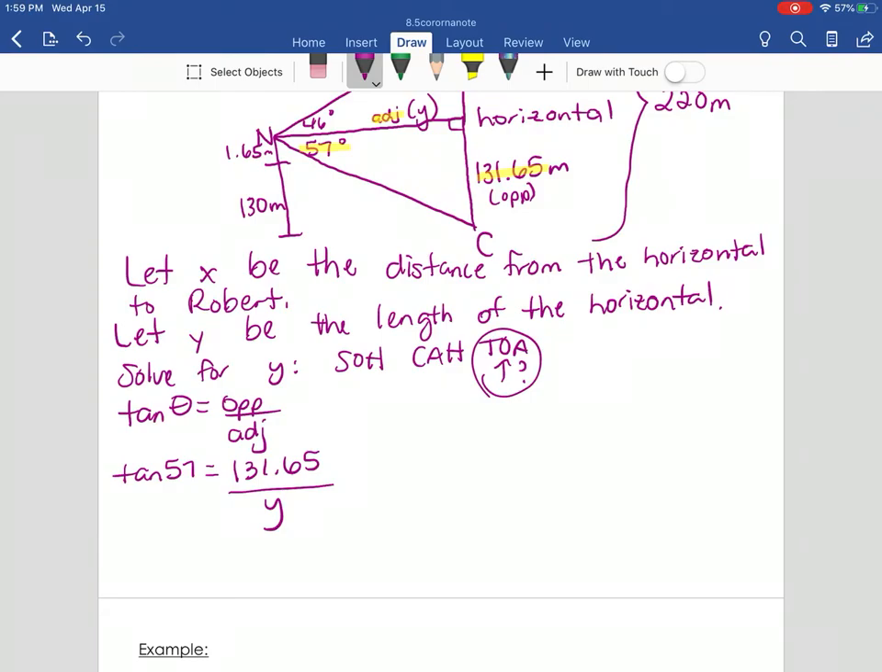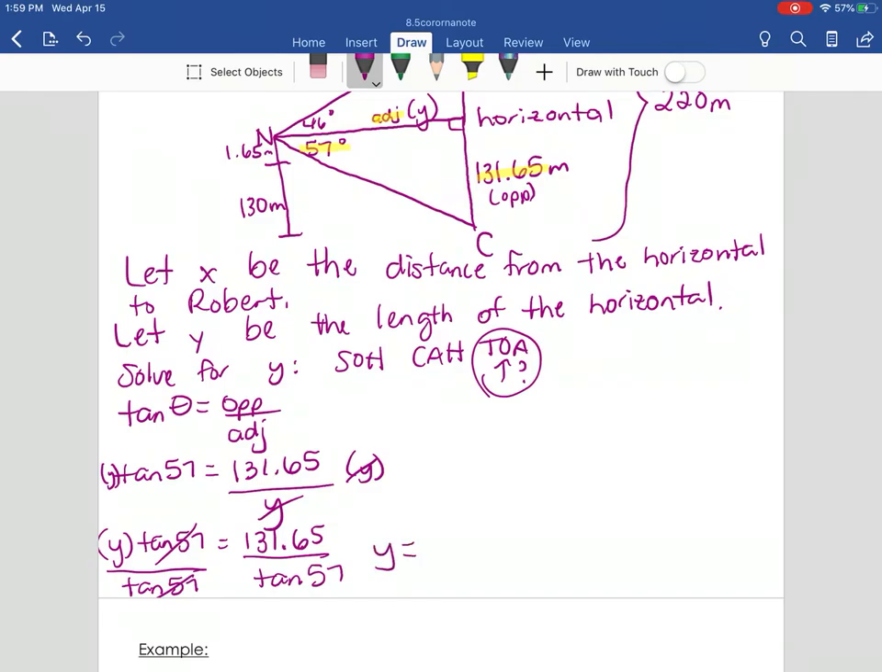Okay, so this is one of those tricky ones where we have to do a double step. So we need to multiply by Y, which makes them cancel over there. But we still have the Y next to tan 57. So we have to divide there again. So 131.65 divided by tan 57 is 85.5 meters.